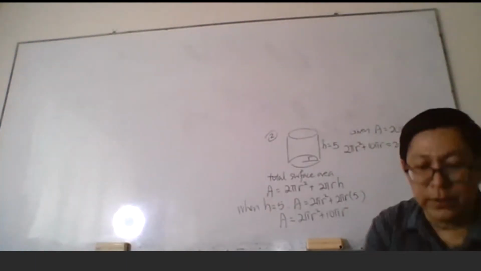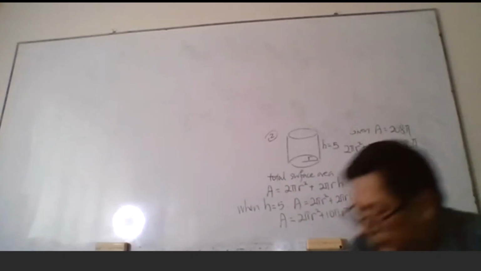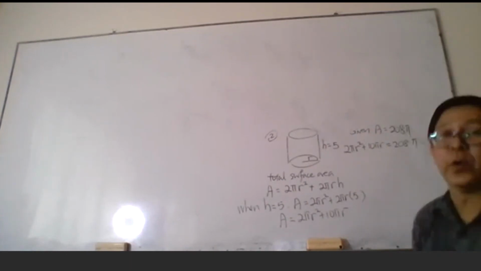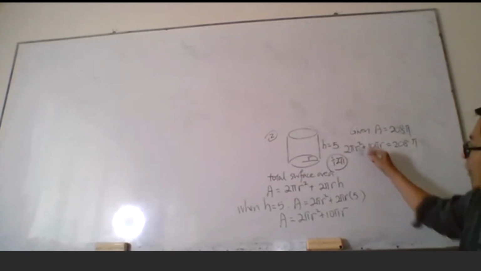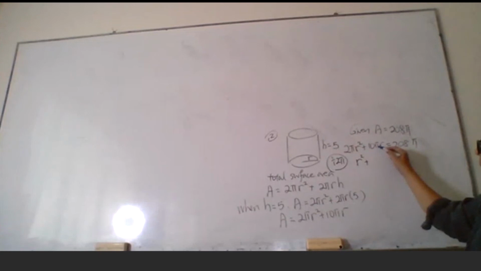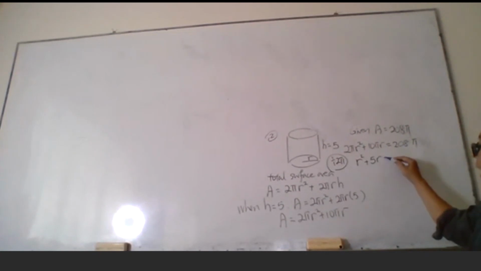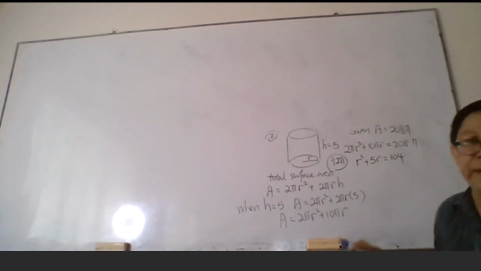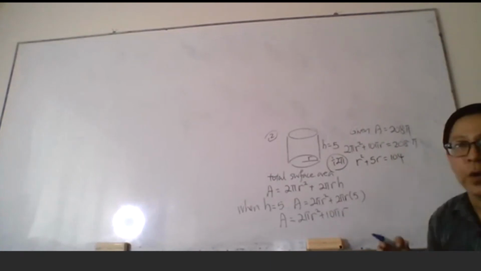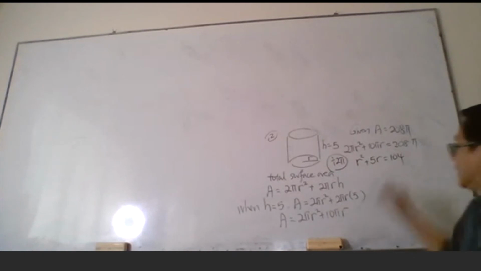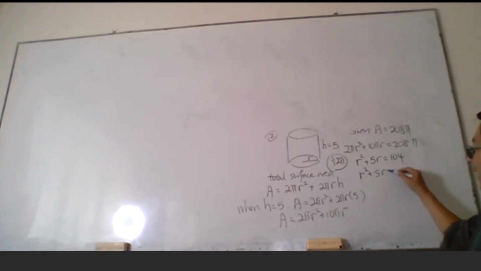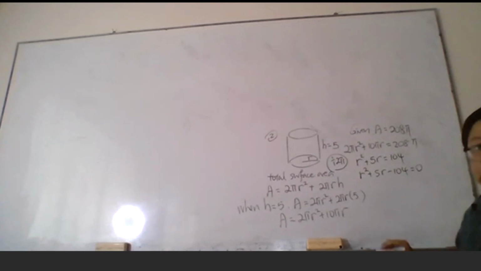I will simplify the equation by 2 pi. So 2 pi is no more on the r squared, and 10 pi divided by 2 pi, I only get 5r. The other, 208 divided by 2, is 104. Pi and pi are no more. If you do not simplify, then you are in trouble. We try to encourage students to simplify before we factorize. So r squared plus 5r minus 104 equal to 0.